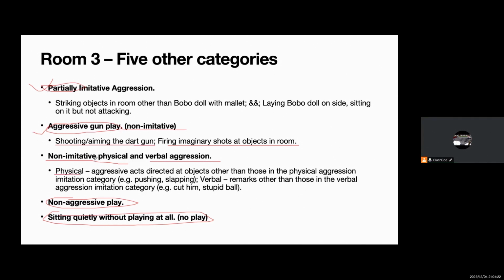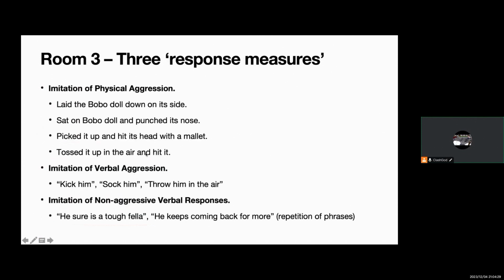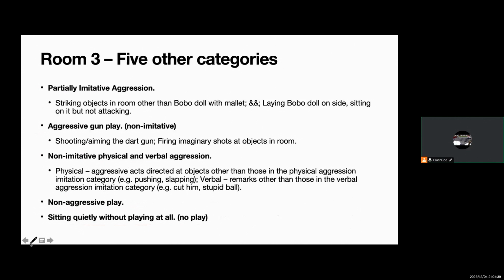So we need to take a look at the physical and the verbal. For the verbal remarks, you should remember that there are aggressive verbal responses and non-aggressive verbal responses, which may include: kick him, sock him, he sure is a tough fella, he keeps coming back for more, things like that. So the non-imitative physical and verbal aggression will just include verbal remarks other than the ones you've seen previously, like kick him, sock him. For example, cut him, stupid ball, hitting the bubble doll, other things like that. Remarks other than those in the verbal aggression imitation category.